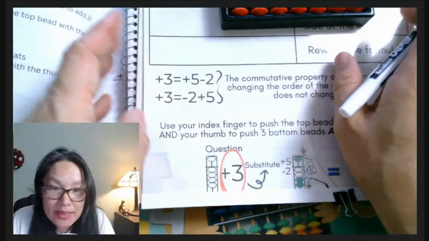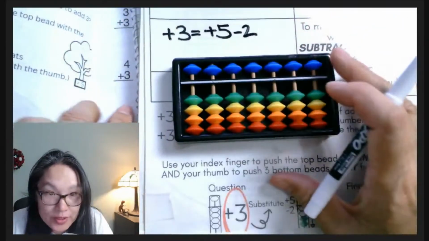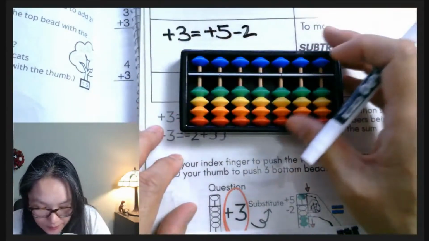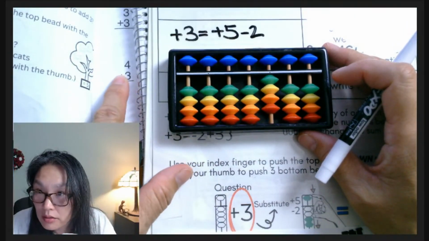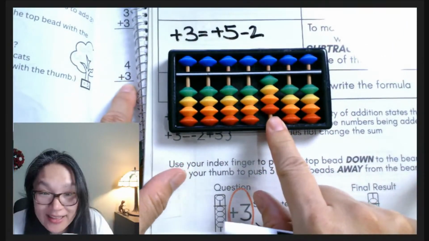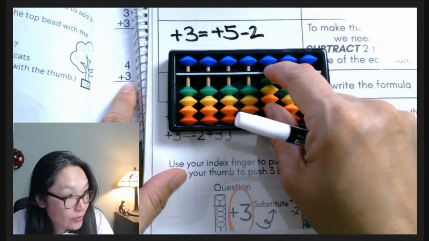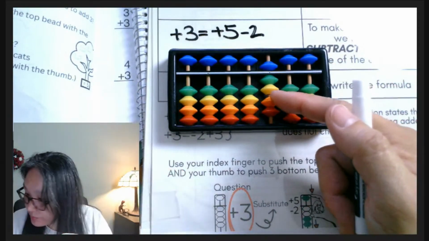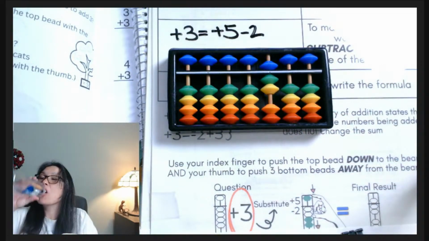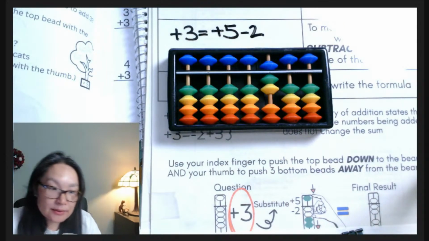So abacus mimics life. Here we do 4. There's my 4. I'm going to add 3. There's not enough to add 3. Because there's not enough to add 3, what do I do? I need to plus the 5 and take away the 2. Does that make sense?